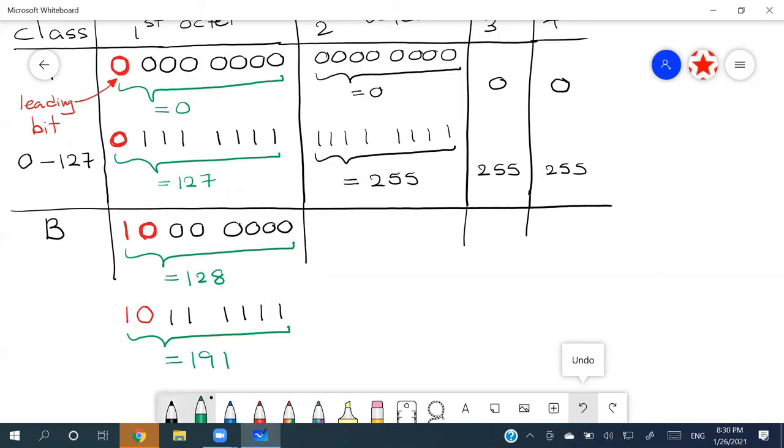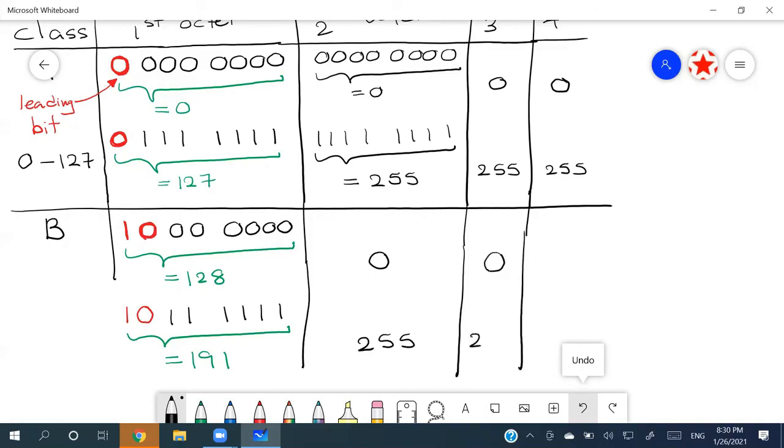The rest of the octets act in the very same way as in the previous case, so the range is 0 to 255. That gives you the range of class B from 128 to 191.